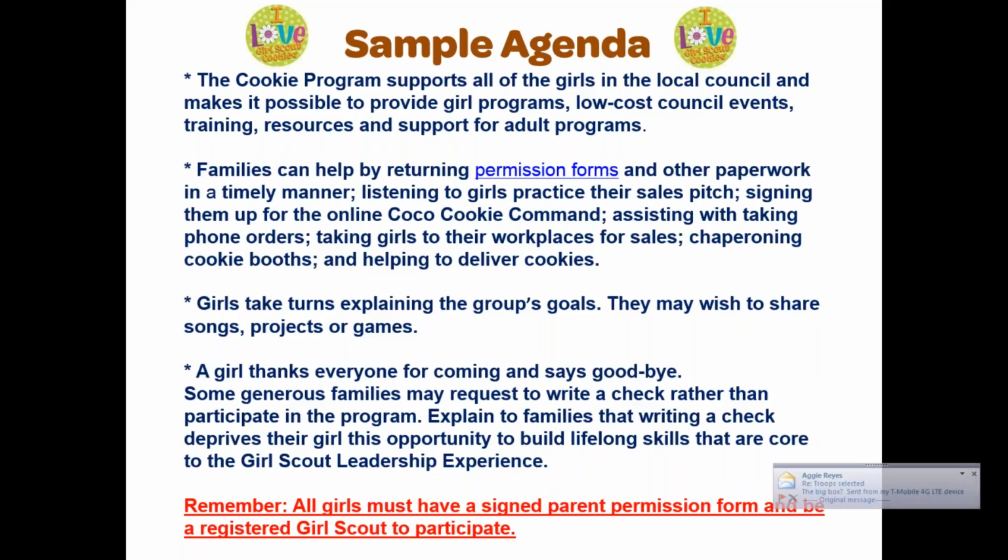Make sure that your parents are signing these parent permission slips. Very important. You want to make sure that all of their information is on there. And just a reminder, of course, that all the girls have to have a signed parent permission form and be a registered Girl Scout to actually participate in the cookie sale.